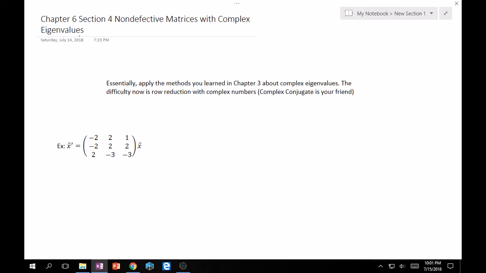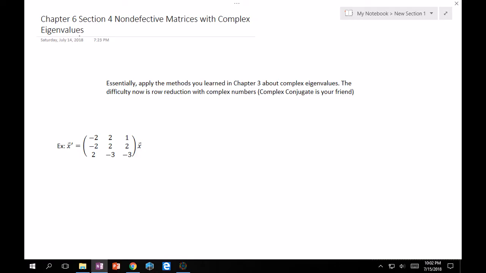Now, some of you may or may not have experience with this. To that, I would tell you the complex conjugate is your friend. What do I mean by that? You're going to see in these matrices that some elements are going to have complex numbers where you may or may not want them, right?